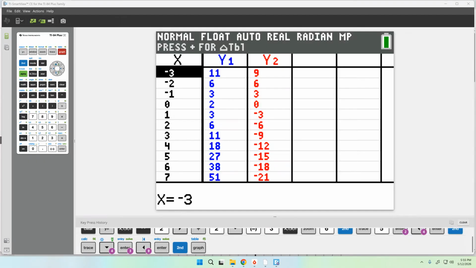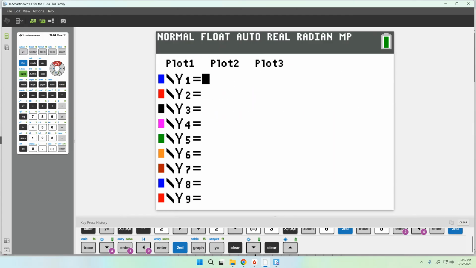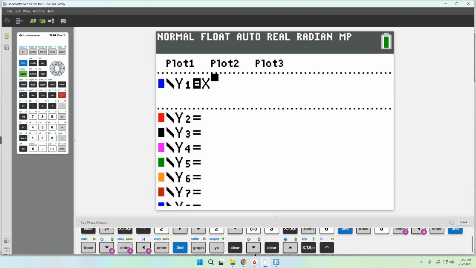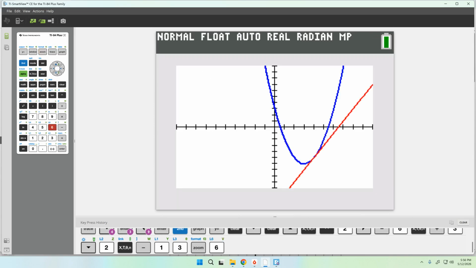For our second system, we're going to go back to y equals, and we're going to clear everything out. In y1, again, I'm going to put my quadratic, x squared, arrow out, minus 6x plus 3. And then our linear, 2x minus 13. We're going to go to zoom 6.